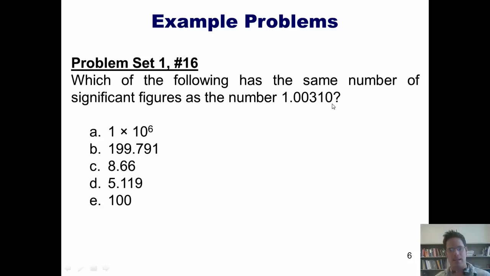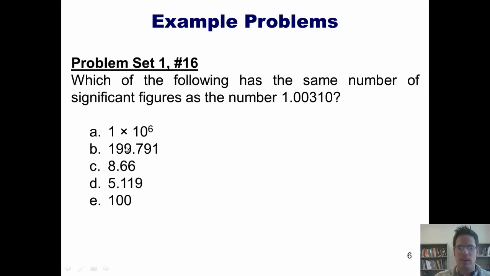It lies to the right. Is it significant? Well, according to rule number 3 from our previous slide, it is, because it is in a value that has decimals. So this number right here has 1, 2, 3, 4, 5, 6 significant figures. With that said, we now are going to look at all of the options that we have and select the one that has also 6 significant figures.